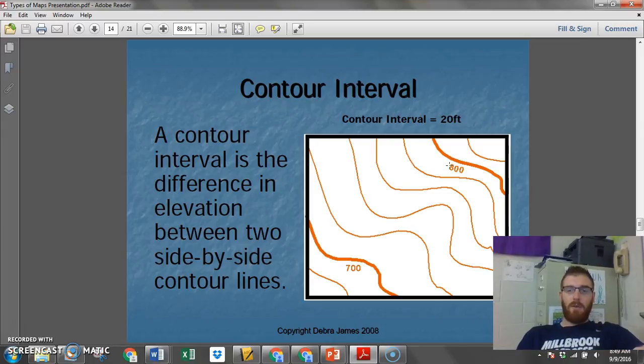And the way that you do it mathematically is you can look at 800 and 700 and take the difference between them.